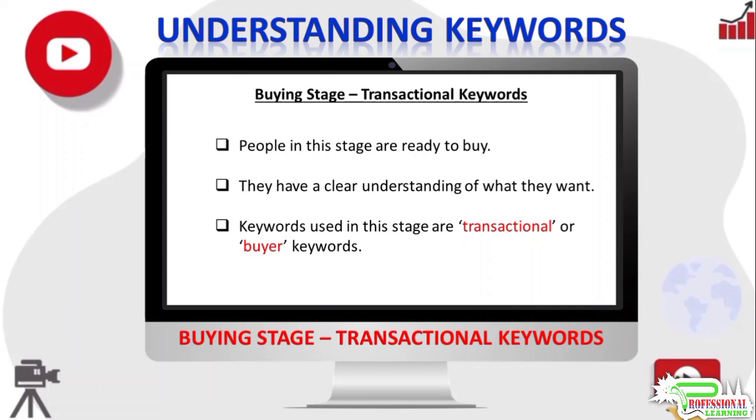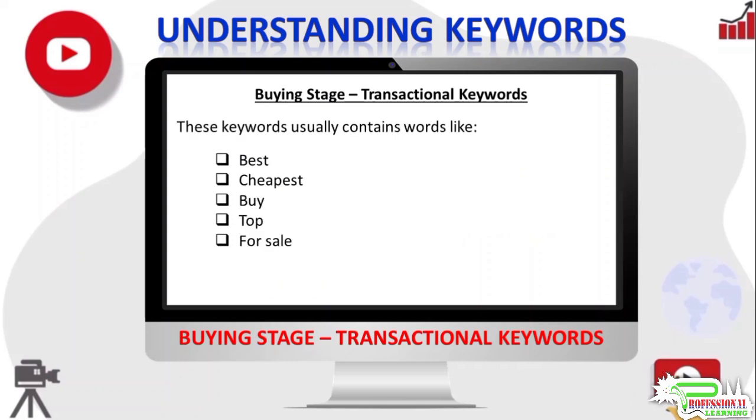Anyone who searches for something like "why is the sky blue" is not looking to buy anything. There are no ads for this phrase on Google. This is not a buyer keyword. But a keyword phrase that contains words like best, cheapest, buy, top, for sale, and the like are buyer keywords. These keywords have a high commercial intent. People who type them into a search engine are looking to buy products or services.